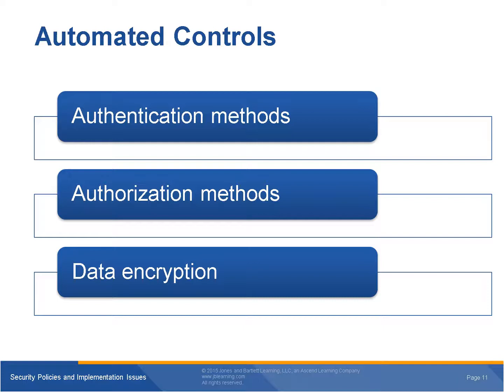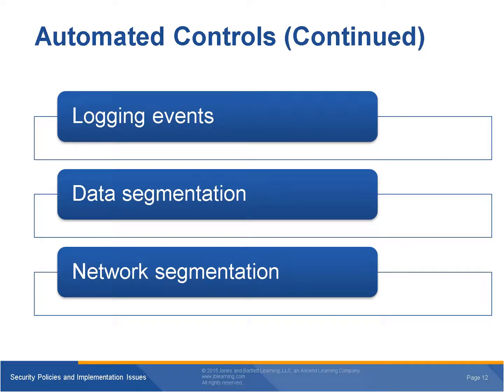An automated control is configured into a device to ensure security policy. Here's a short list of several common automated controls: authentication methods, authorization methods, data encryption, logging events, data segmentation, and network segmentation. The number of automated controls is limited only by the technology's capability. Continued improvement in technology allows for more automation. The biggest challenge isn't the automation, but the deployment.